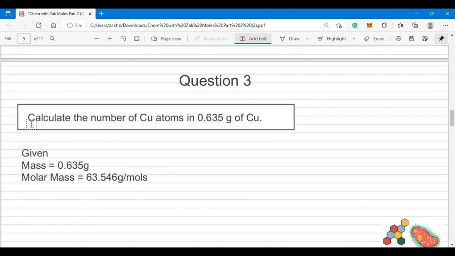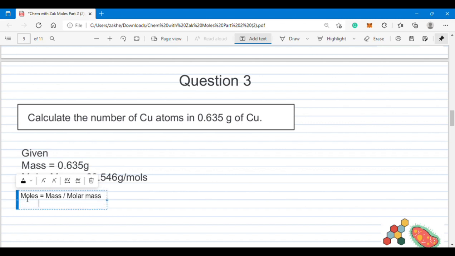Question 3 had asked us to calculate the number of copper atoms in 0.635 gram of copper, and we are given the mass of copper, which is 0.635 gram, and the molar mass of copper, which is 63.546 gram per mole. And to do this question, we first need to find the number of moles of copper first, which is moles is equal to mass divided by molar mass.